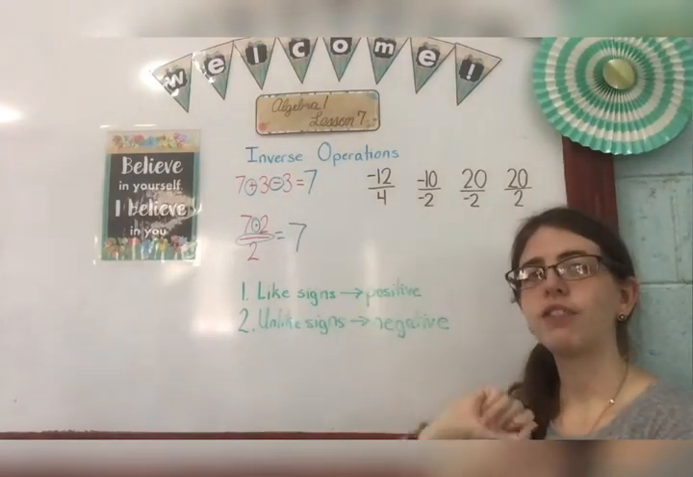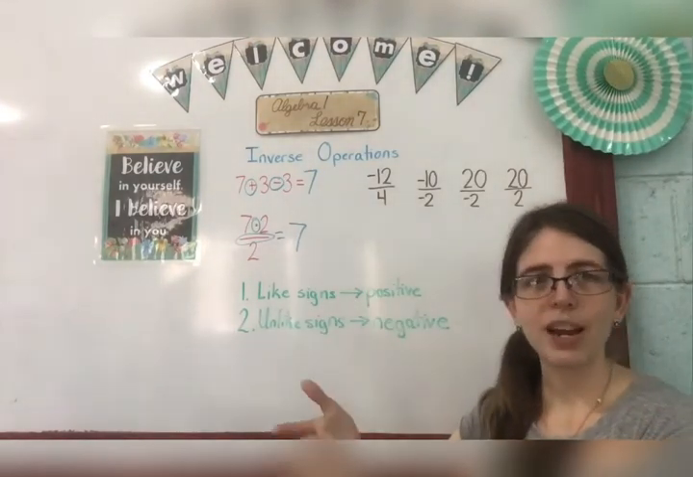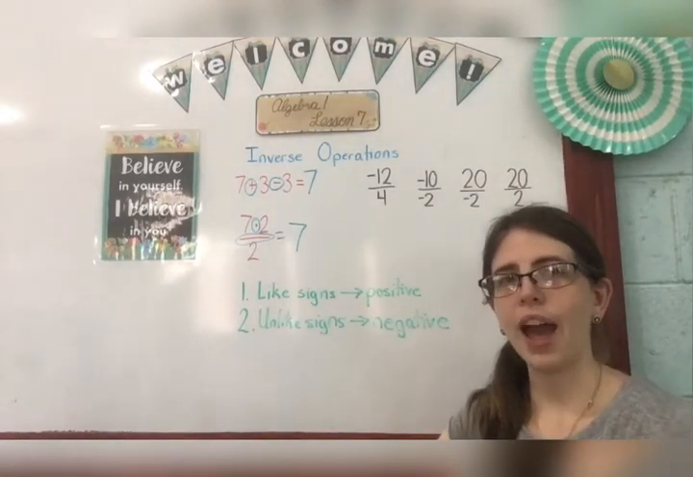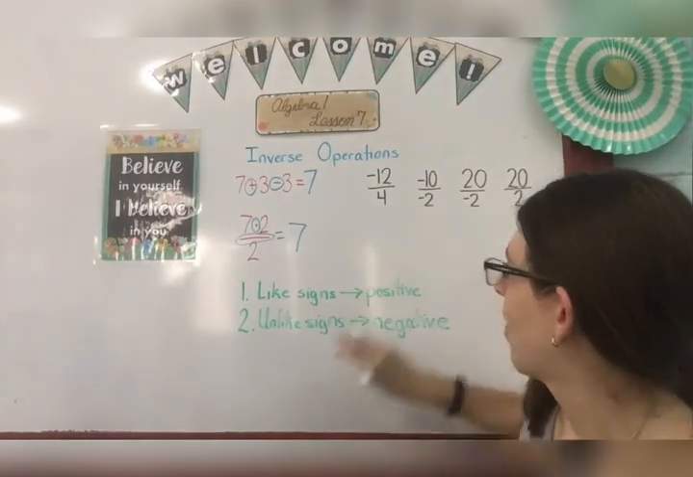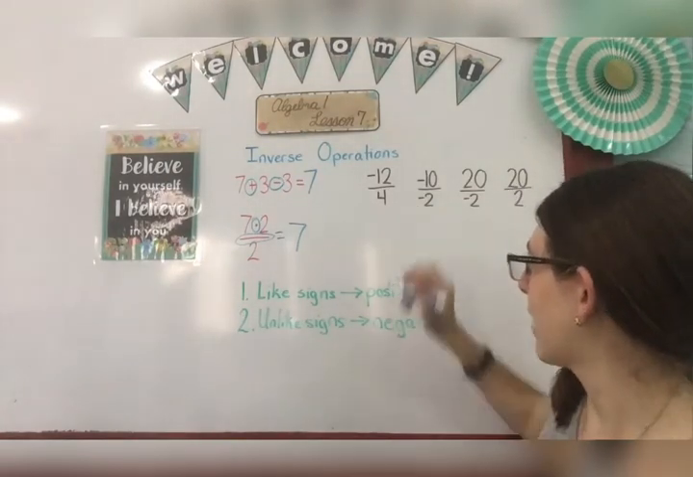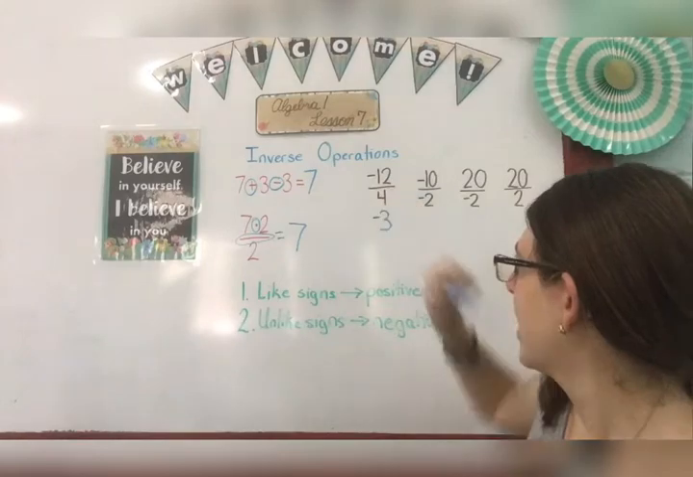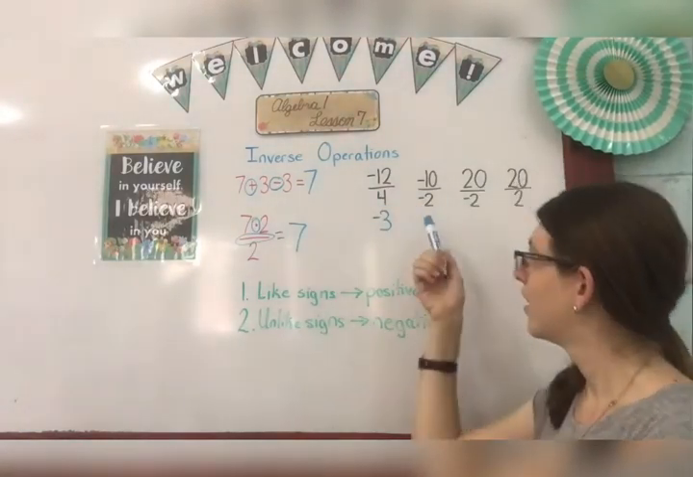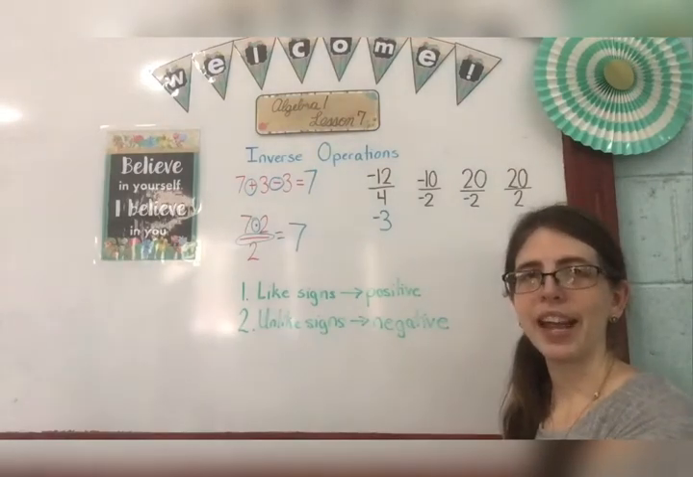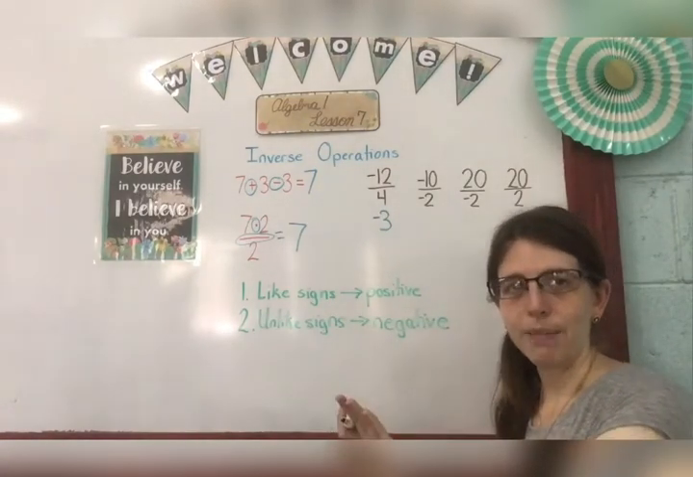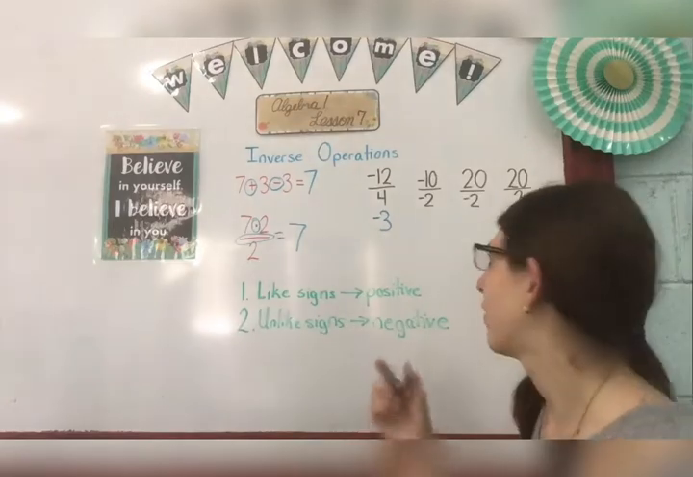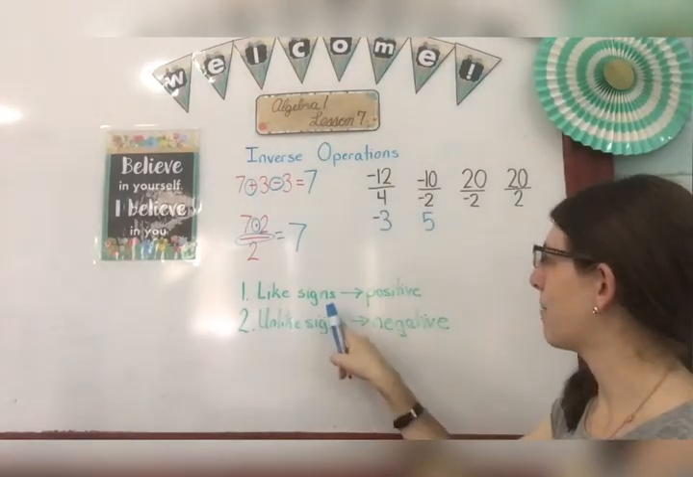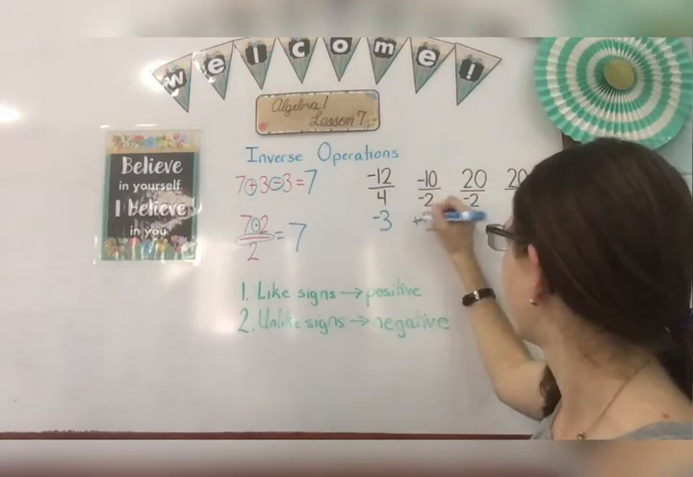So let's look at these examples. Negative 12 divided by 4. Well, 12 divided by 4 is what? 3, right. So if you have a negative and a positive, that's unlike signs. So that means my answer will be negative. So it's negative 3. How about negative 10 divided by negative 2? Well, 10 divided by 2 is 5. Good. Here, my signs are the same. So that means my answer is positive.